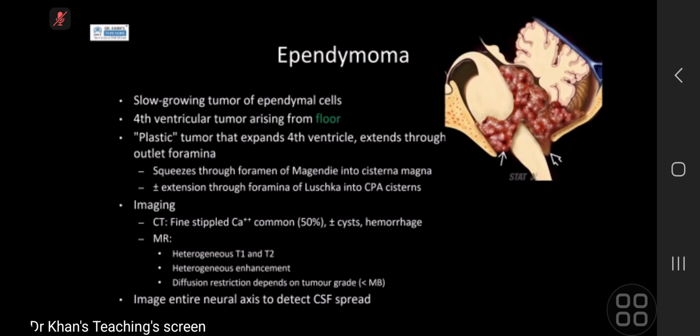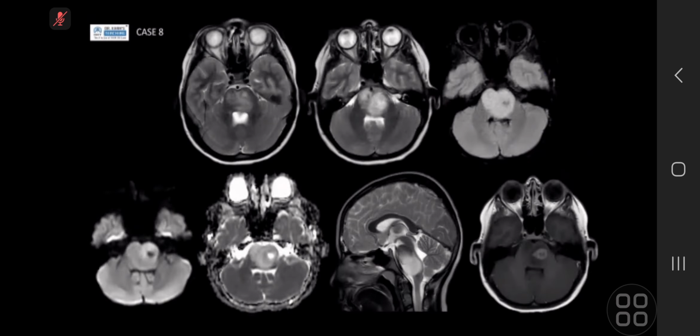You sometimes can get a bit of fine stipple calcification, but it's better seen on CT, which we don't have, so we've got MR. And restriction diffusion really depends on the grade of the tumor. Similar to medulloblastoma, there are also 3 different subtypes, but we're not going to go into that here because the subtypes are more talked about in medulloblastoma than in ependymoma. And like in medulloblastoma, you need to image the whole neuroaxis to rule out any metastases. Okay, next case.